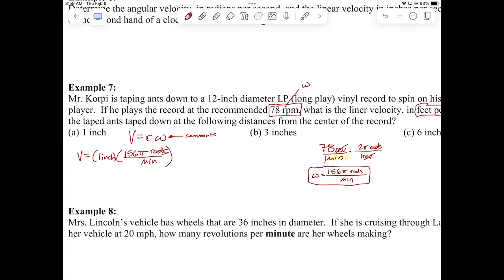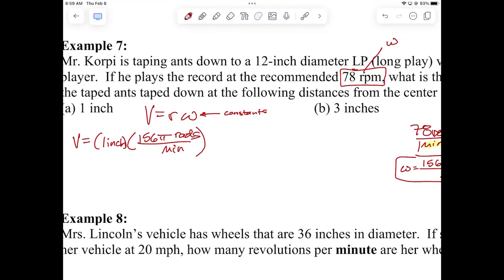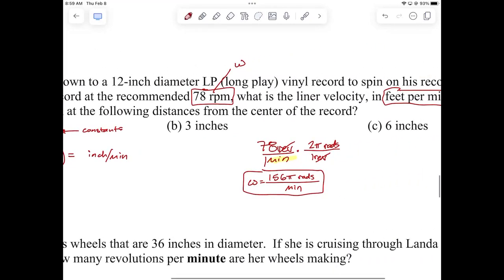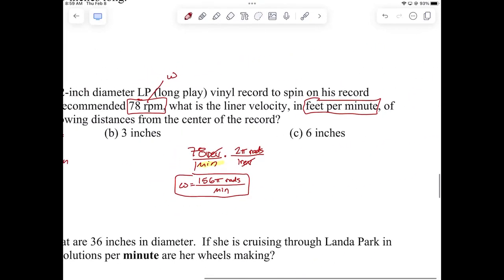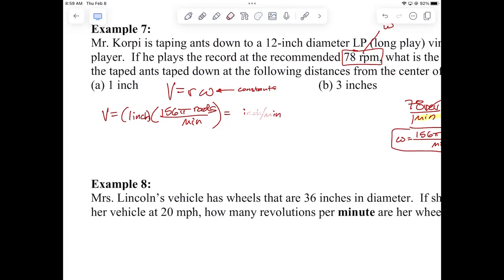Now let's see what the units are going to be. That's going to give you inches rads per minute. What's inches times rads per minute? Inches, very good. This gives you inches per minute. What do we want to measure our linear velocity in? Feet per minute. Ay caramba. So I can't stop there.